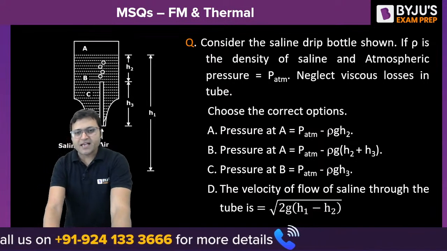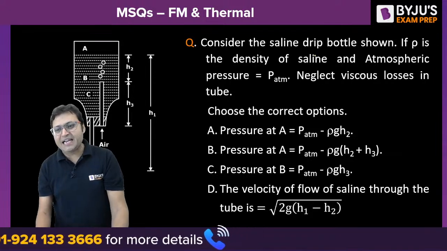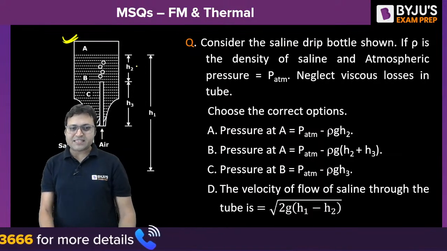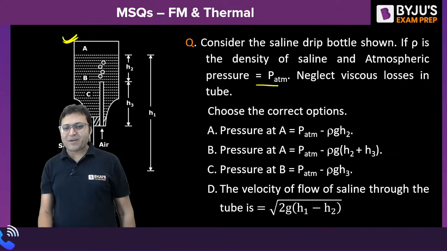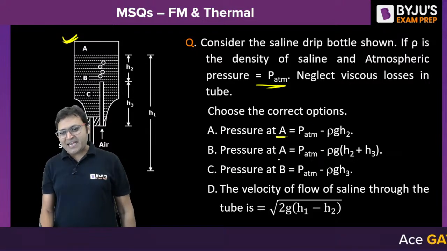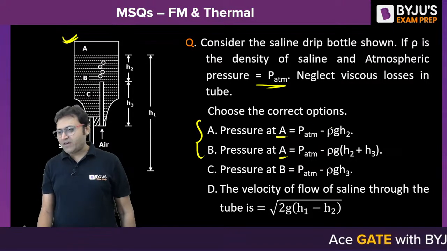The question says, consider the saline drip bottle. This is the drip bottle. This is how it looks. Shown, if rho is the density of the saline and atmospheric pressure is P atm, neglect viscous losses in the tube. Choose the correct option. Pressure at A, out of A and B, only one option is correct.